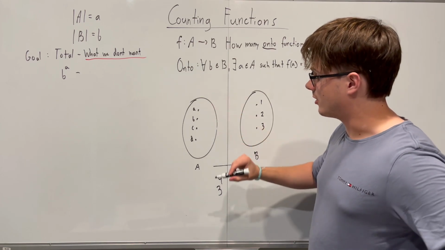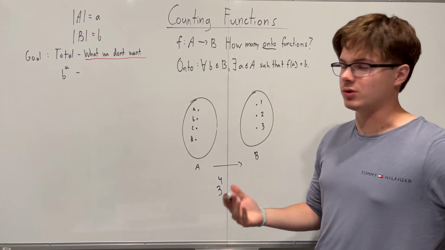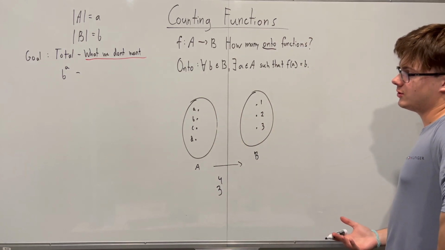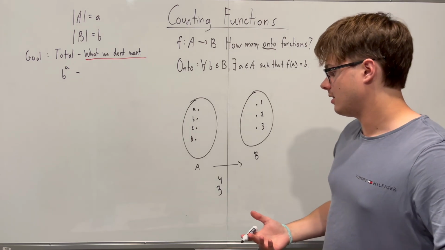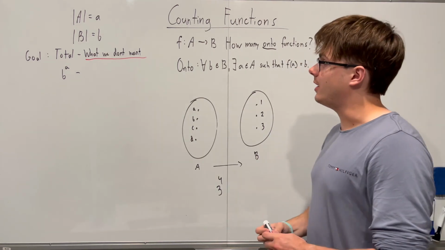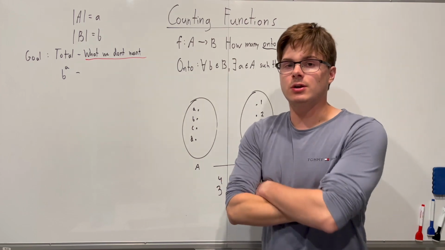So how many elements are in A? We have 1, 2, 3, 4. That's where I got the 4. So we know that the total number of functions you can create here is going to be 3 to the power of 4. Now, let's focus on the part I've underlined in red.